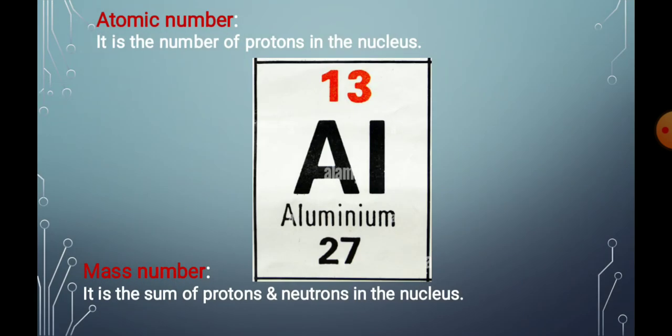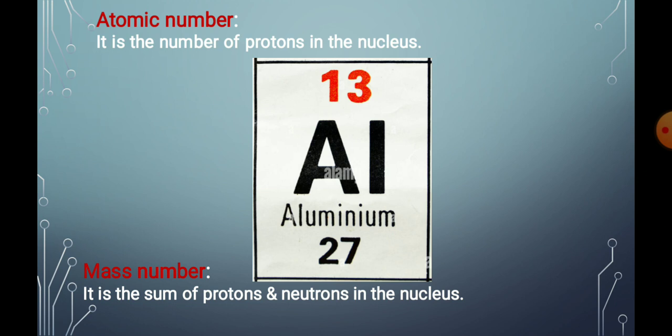Super. To express an atom of many elements, we use two terms: mass number and atomic number. What is the difference between them? First, atomic number. It is the number of protons in the nucleus of an atom, and it is written below the symbol on the left side. As you see, the atomic number here is 13. And the mass number is the sum of the numbers of protons and neutrons in the nucleus of an atom, and it is written above the symbol on the left side.